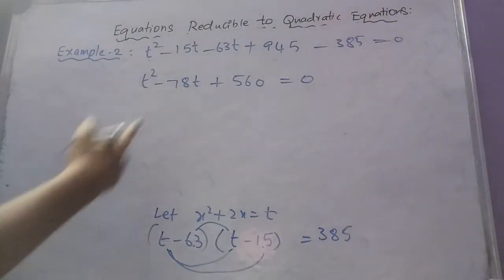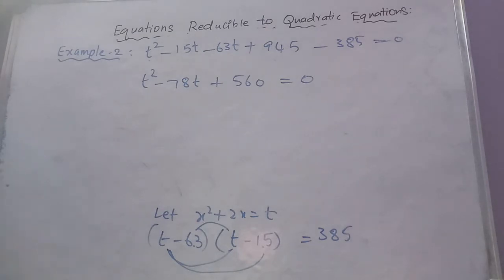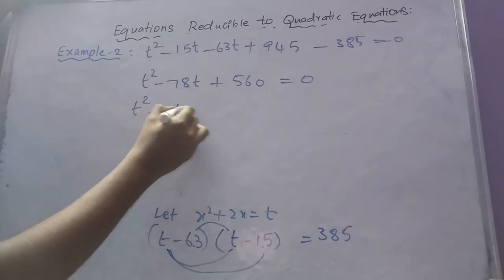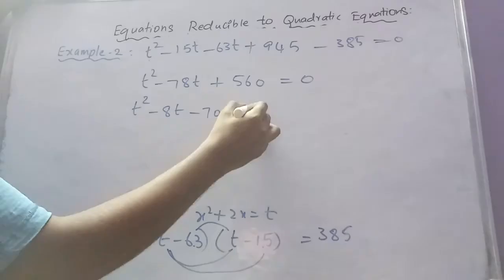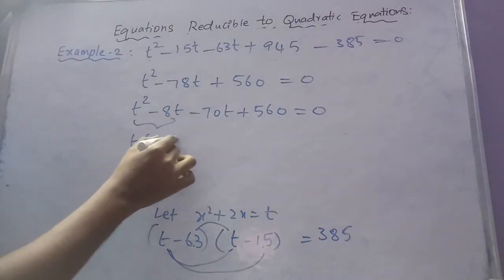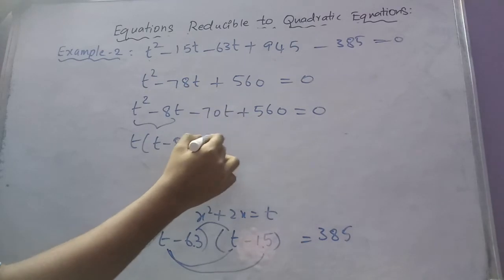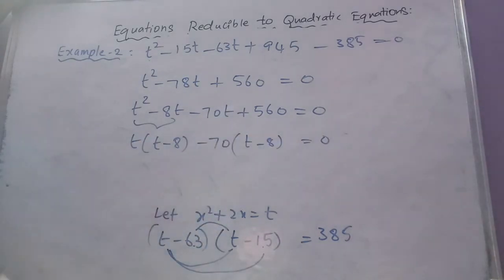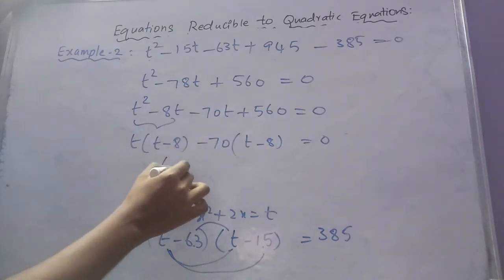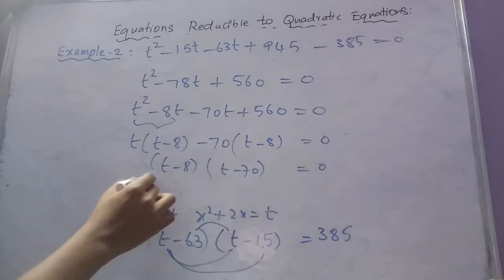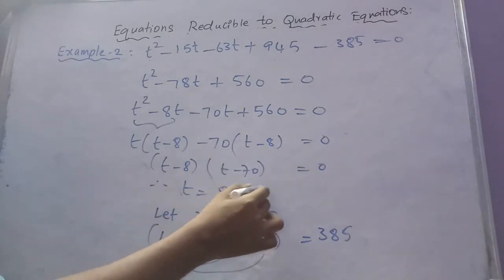You can split the middle term and you can factorize it, or else you can also use quadratic formula. That's up to you. Let me split the middle term. So t square minus 8t minus 70t plus 560 equal to 0. I can take t common, you get t minus 8, and I can take minus 70 common, I will get again t minus 8 equal to 0. So therefore again if you take t minus 8 common, you will get t minus 70 equal to 0. So therefore t is equal to 8 comma 70.